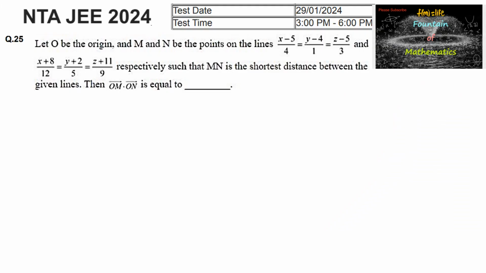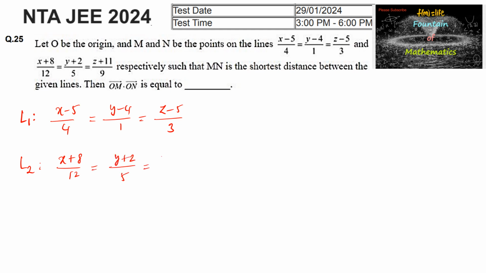Let O be the origin and M and N be the points on the lines L1: (x − 5)/4 = (y − 4)/1 = (z − 5)/3, and L2: (x + 8)/12 = (y + 2)/5 = (z + 11)/9, respectively, such that MN is the shortest distance between the given lines. Then OM · ON is equal to?